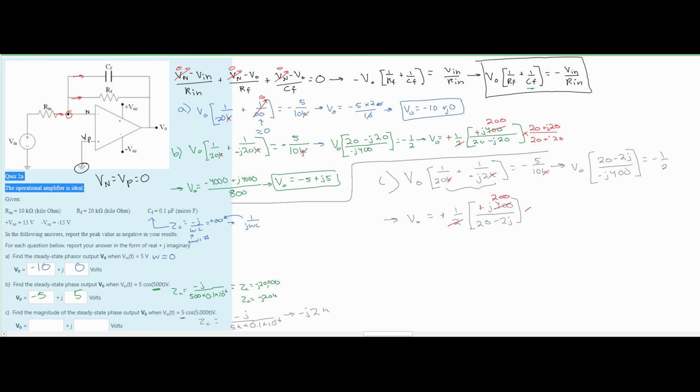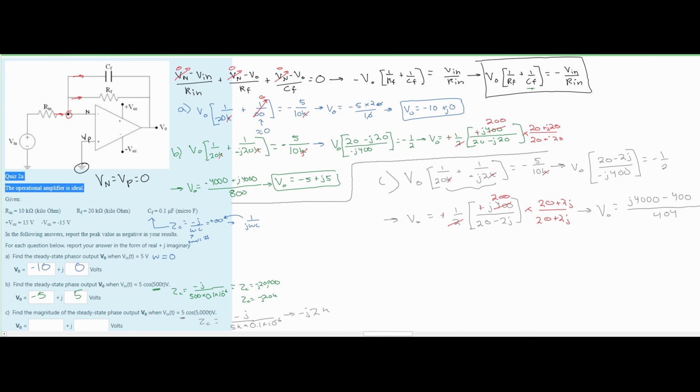And now we can multiply both the numerator and the denominator by this. That way we can get rid of the imaginary number on the bottom. We are going to get a J 4000. The J's are going to combine, so we'll have a minus 400. And this is all being divided by 20 squared plus 2 squared. And this will give us 404.